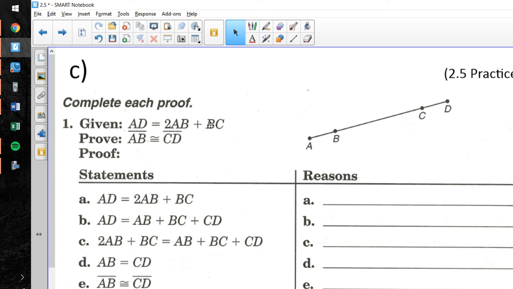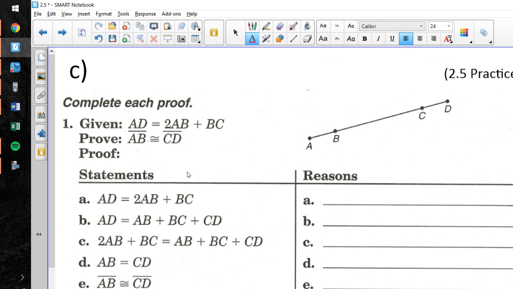And we're trying to prove now that line segment AB, this little guy right here, is congruent to line segment CD, this one right over here. So let's get rolling. Our first statement here, AD equals 2 times AB plus BC. How do we know that's true? Because that one is given to us.